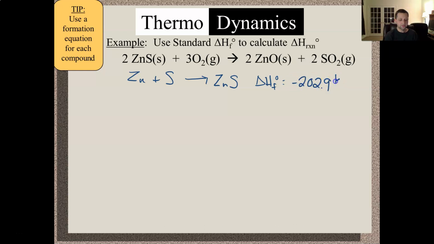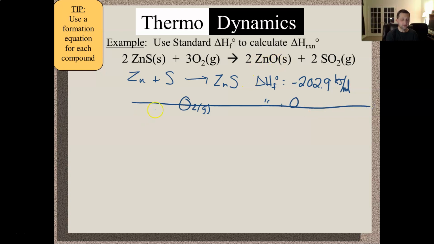And that's kilojoules per mole. Okay. The next one, the formation equation for O2, just like a slide or two ago. Oxygen gas is the standard state under standard conditions. So O2 gas will have a heat of formation of 0 because it's already made, right? So you're not going to have to worry about that. So we're going to just cross that off. Let's look at the next one.